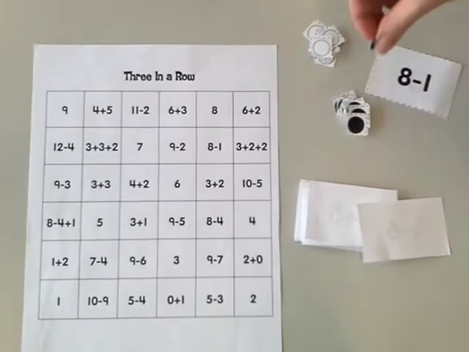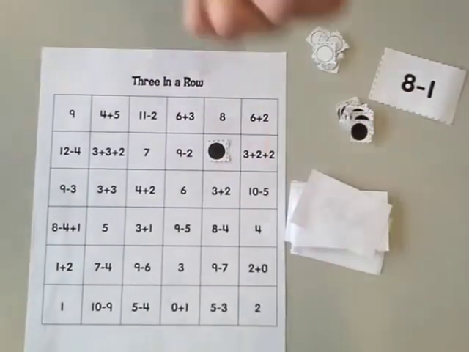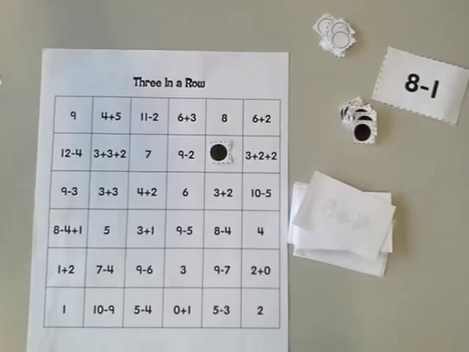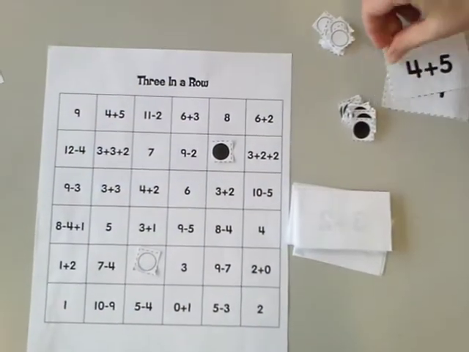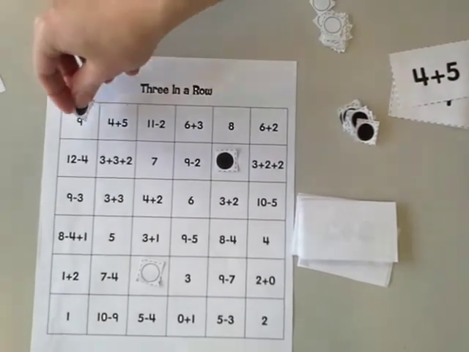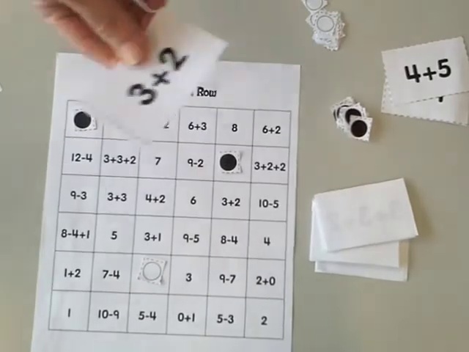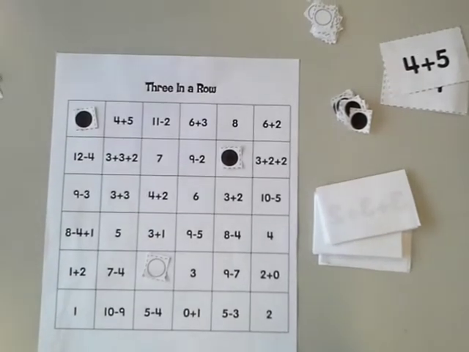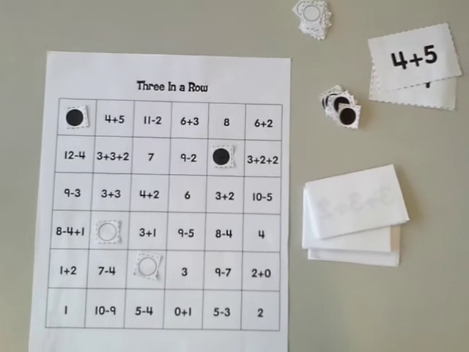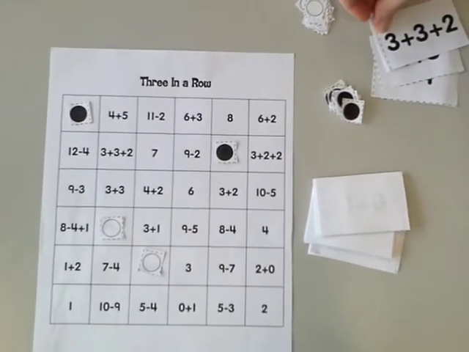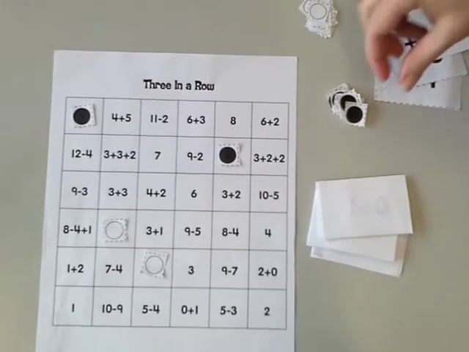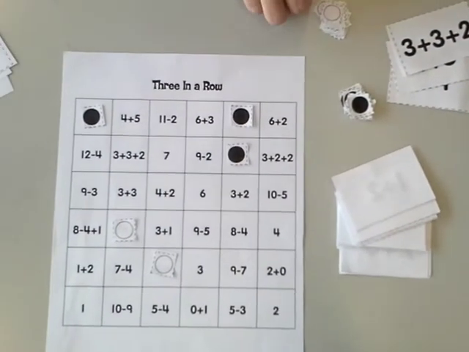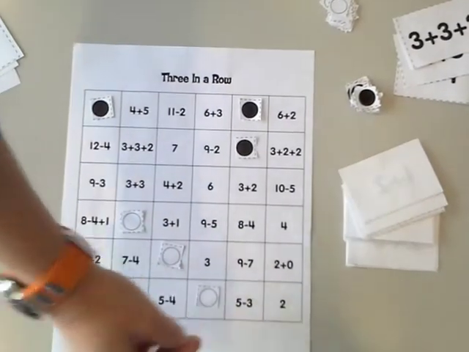8 minus 1. 9 minus 6 is 3. 4 plus 5, 9. 3 plus 2, 5. 3 plus 3 plus 2 was 8. 1 plus 0, 1. Bingo!